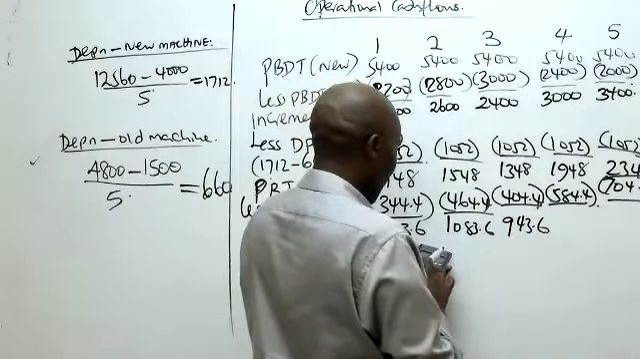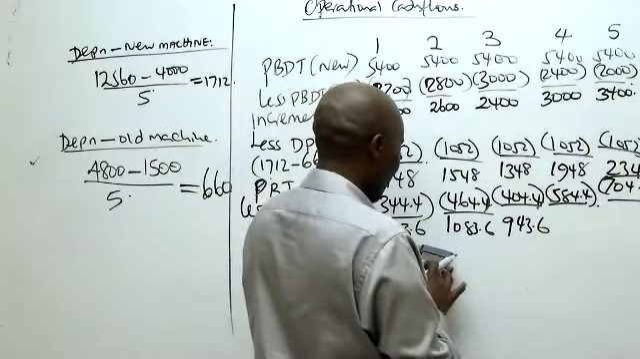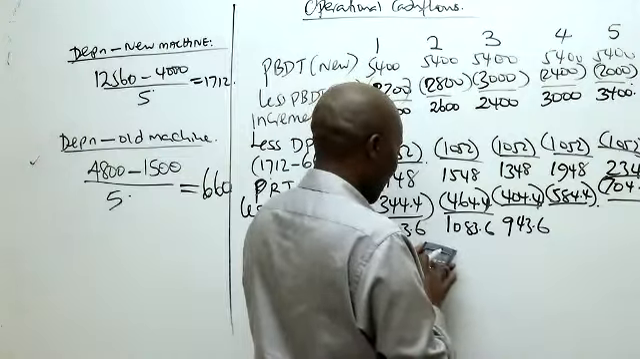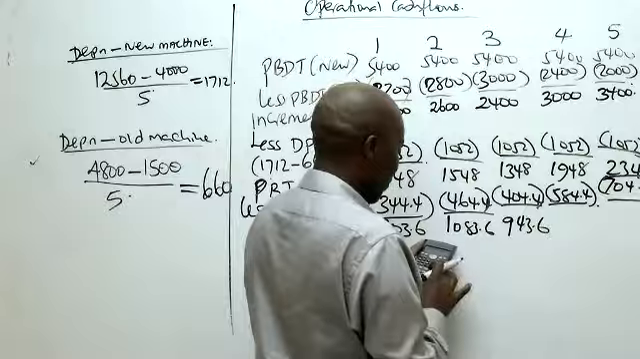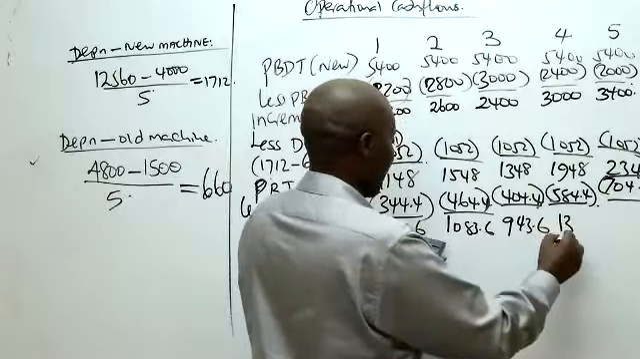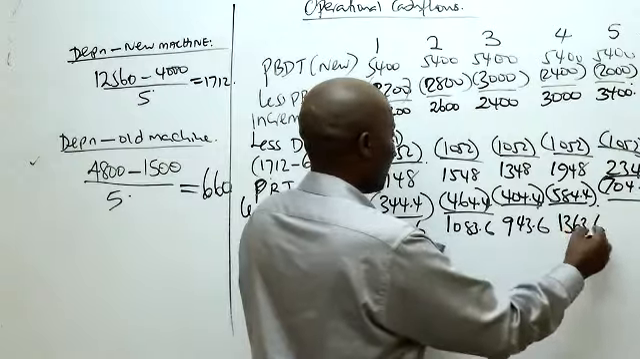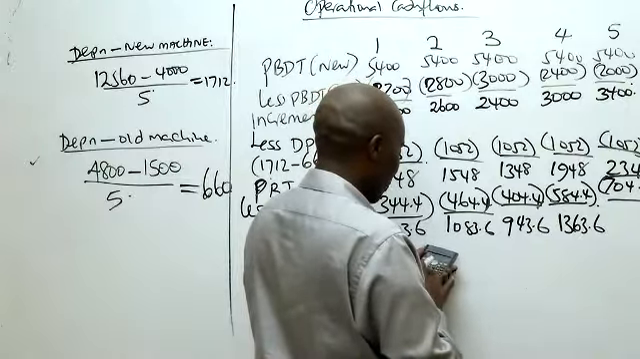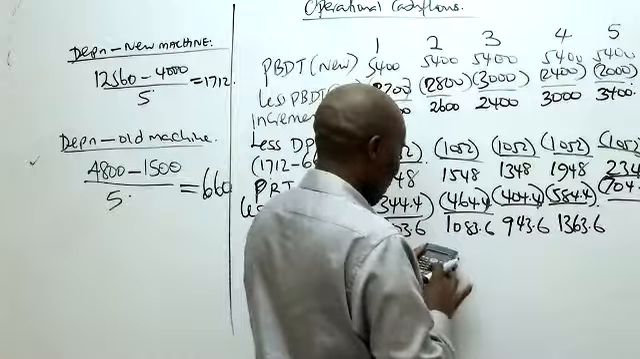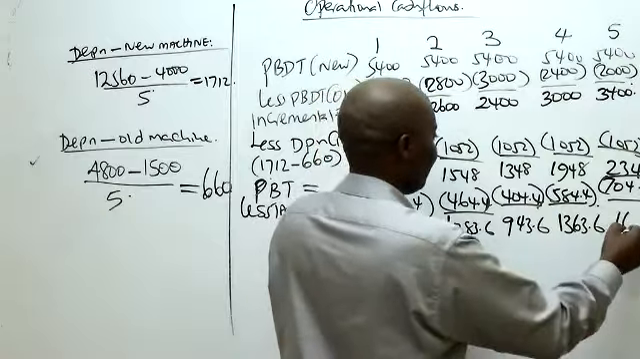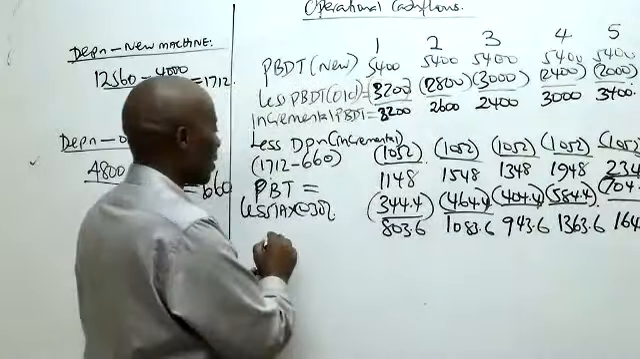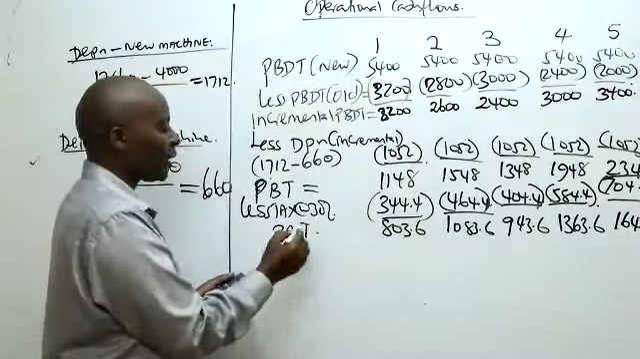943.6. Then we have 1948 minus 584.4, which will give me 1363.6. 2348 minus 704.4, which will give me 1643.6. So this represents to us the profits after what?